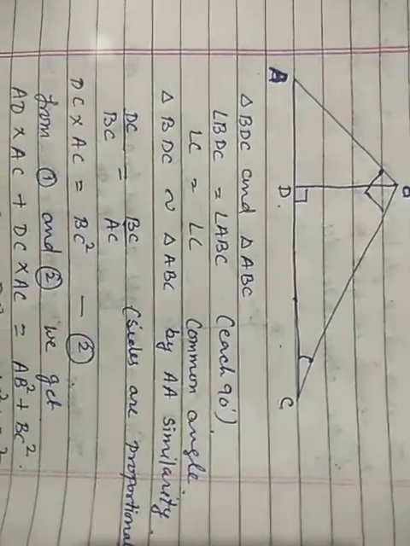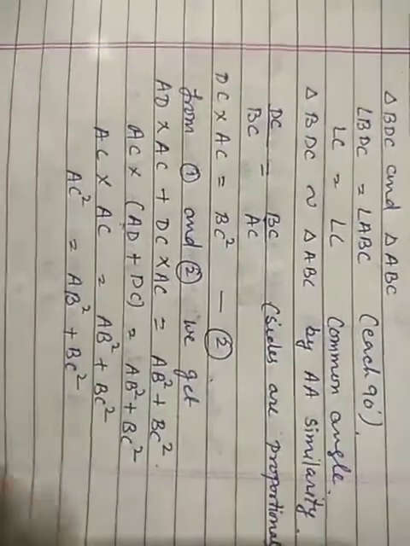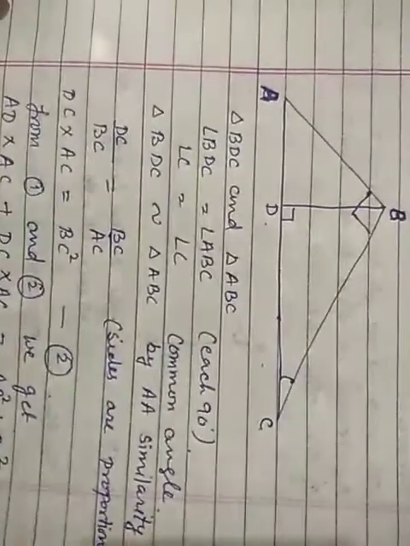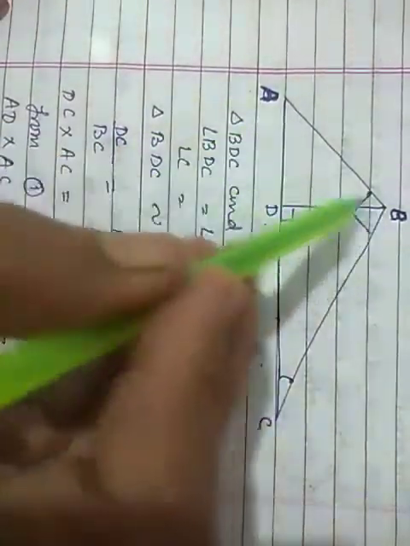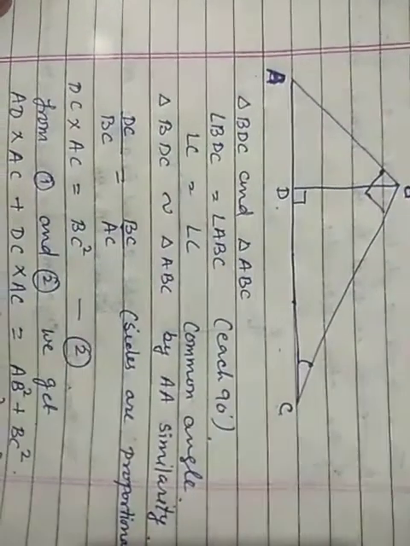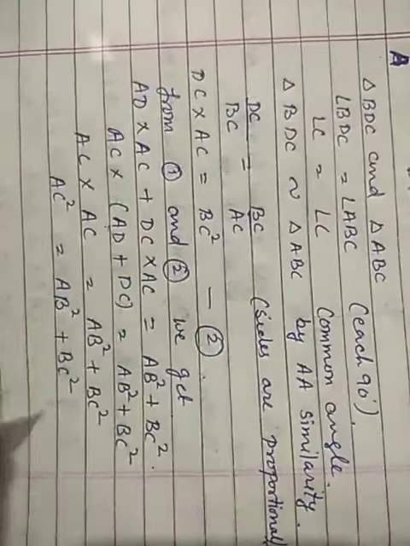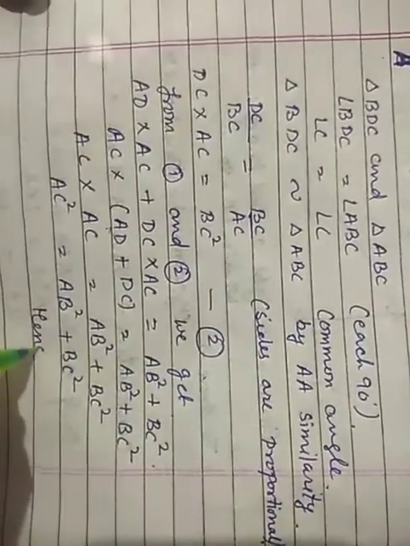You can see that AC is hypotenuse in front of angle B, which is a right angle. So we are getting AC square is equal to AB square plus BC square. AB is base and BC is perpendicular. So that we are getting. Hence proved.